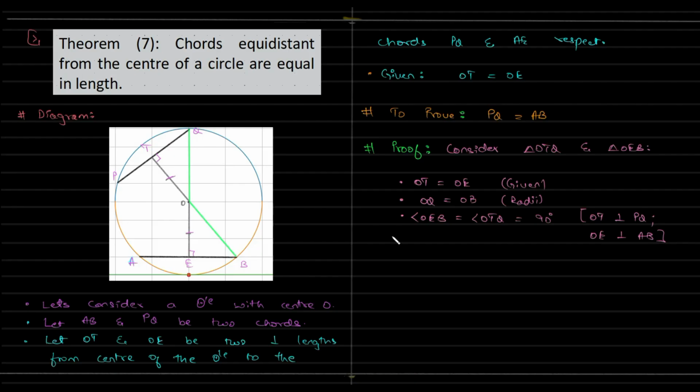So with this, what can we conclude? Therefore, by RHS congruency, right angle, hypotenuse and a side, triangle OTQ is congruent to triangle OEB. So what does this imply? This implies EB is equal to TQ. Okay, so this length is equal to this length.